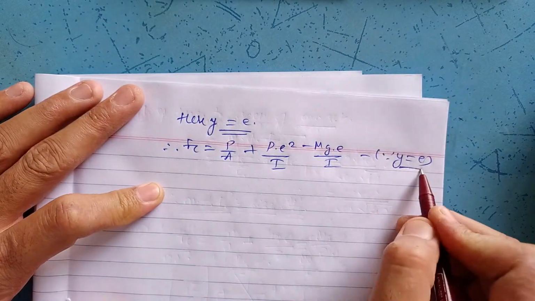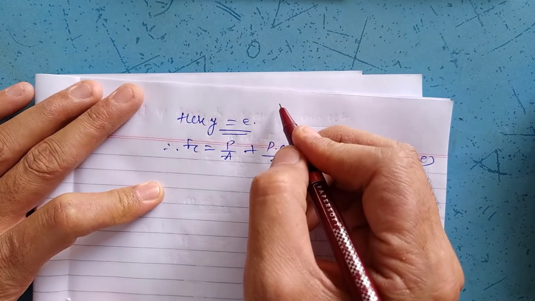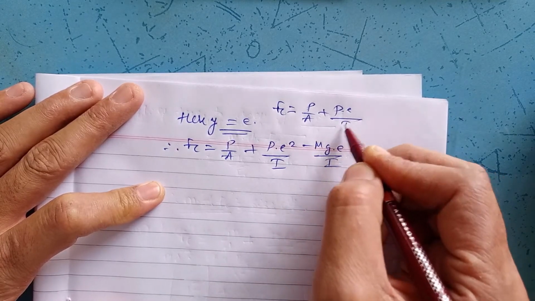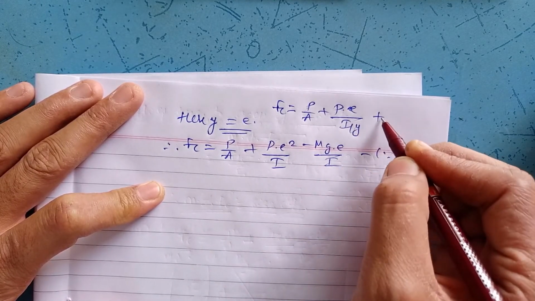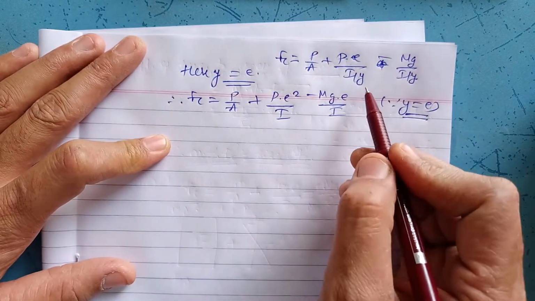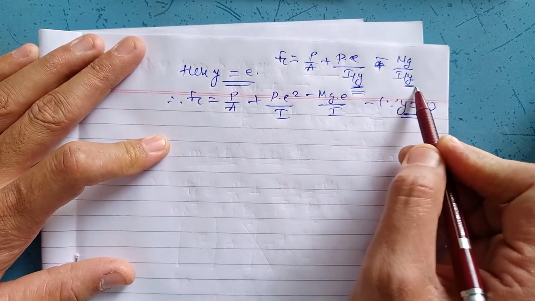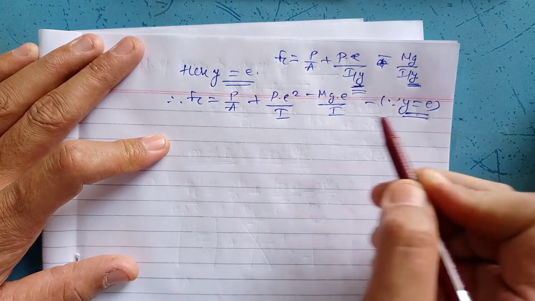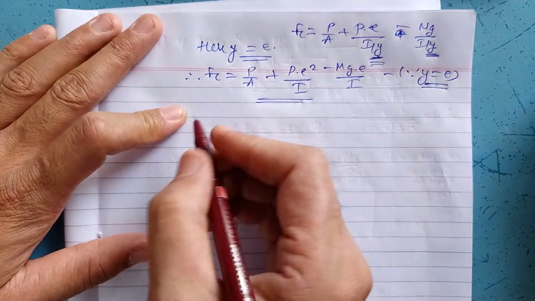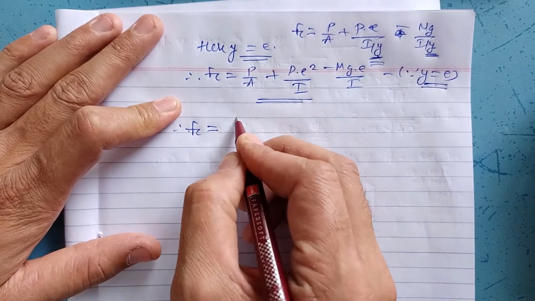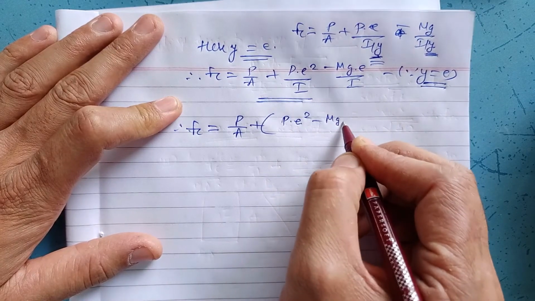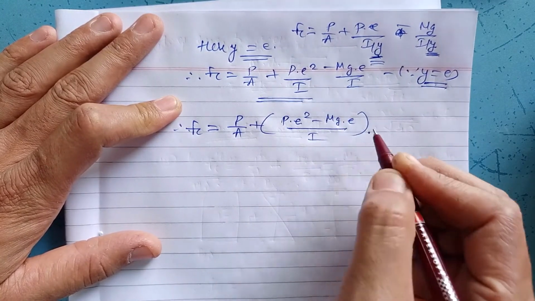Now we have substituted y is equal to E in this formula, which is Fc is equal to P by A plus P into E I by Y plus minus mg by I by Y. Put here E instead of Y. After substituting y is equal to E, we will get this equation. On simplifying further, we will get P by A plus P into E square minus mg into E divided by I.